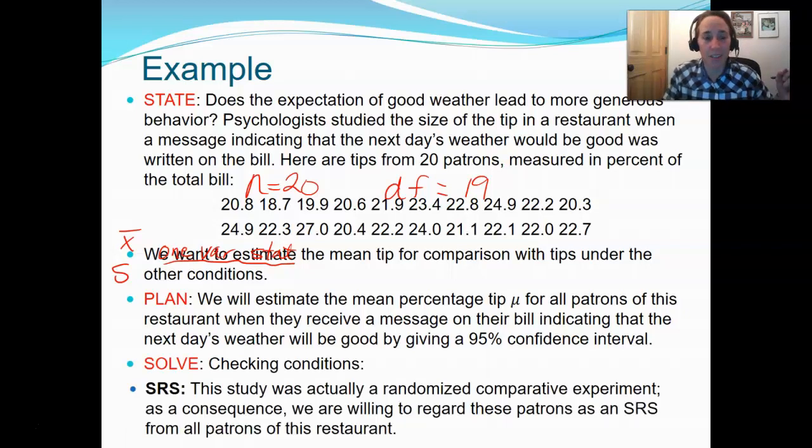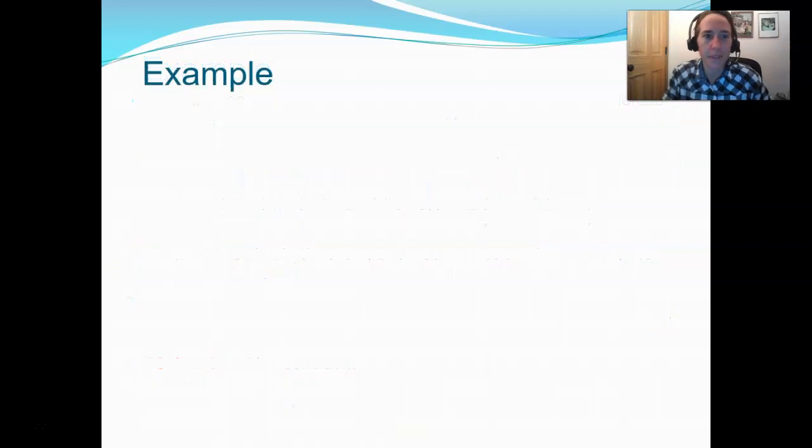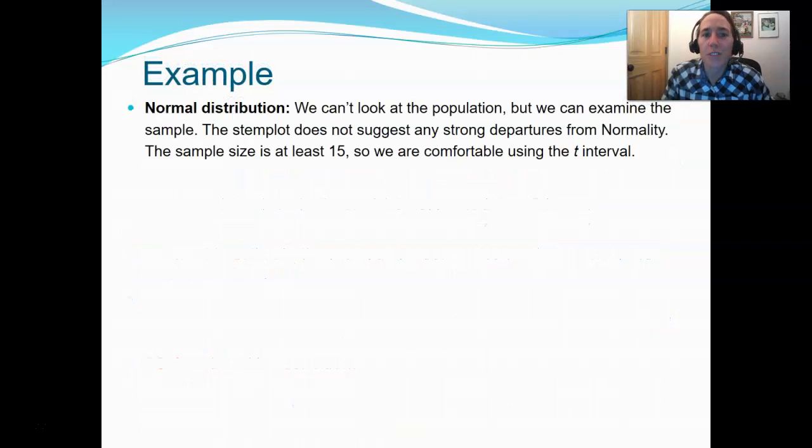Do we have a simple random sample? The study was actually a randomized comparative experiment. As a consequence, we're willing to regard these patrons as a simple random sample from all patrons of the restaurant. So here we go. Normal distribution.